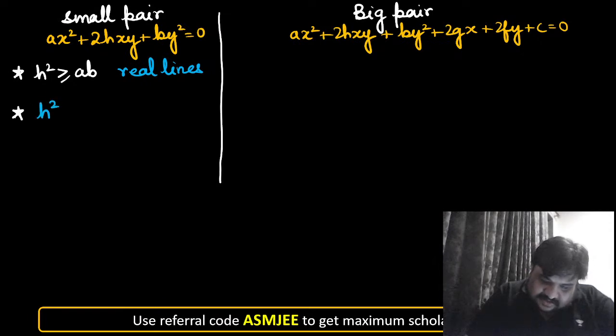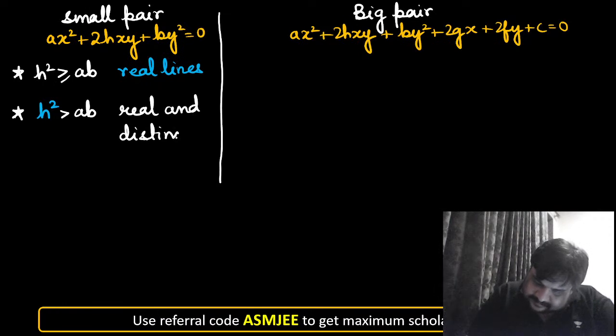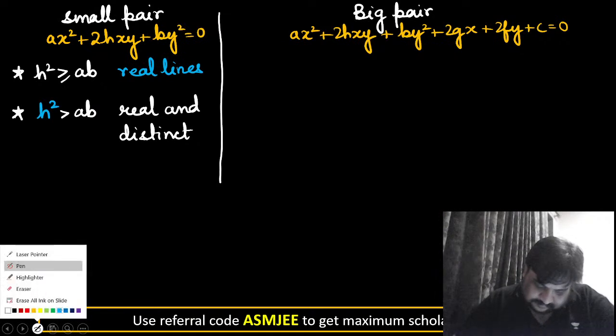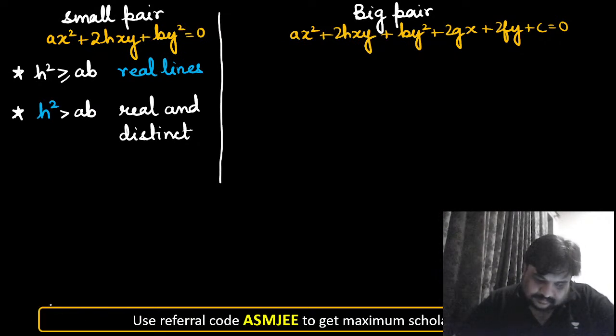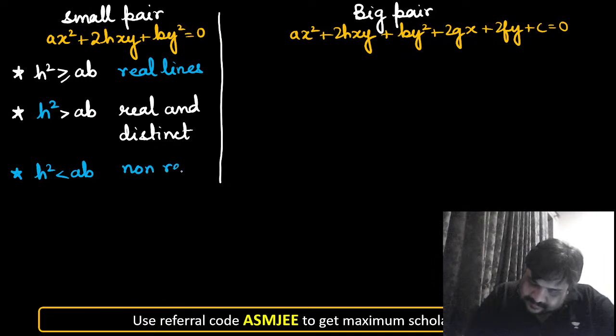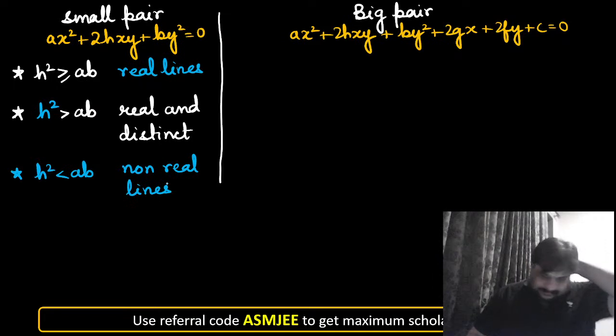What happens if h square is greater than AB? It is real and distinct. What happens when h square is less than AB? Non-real. Everybody remembers?